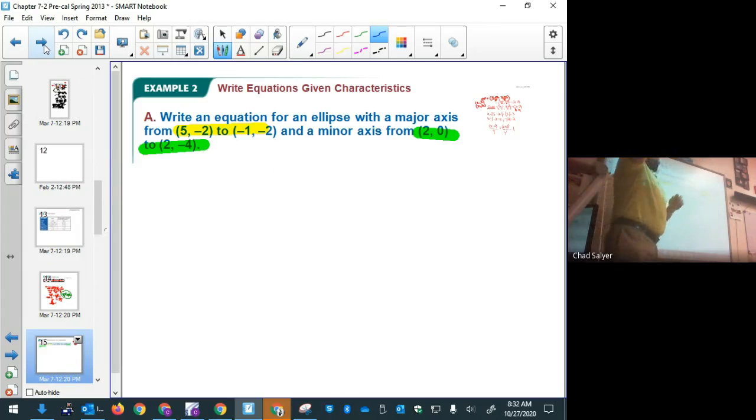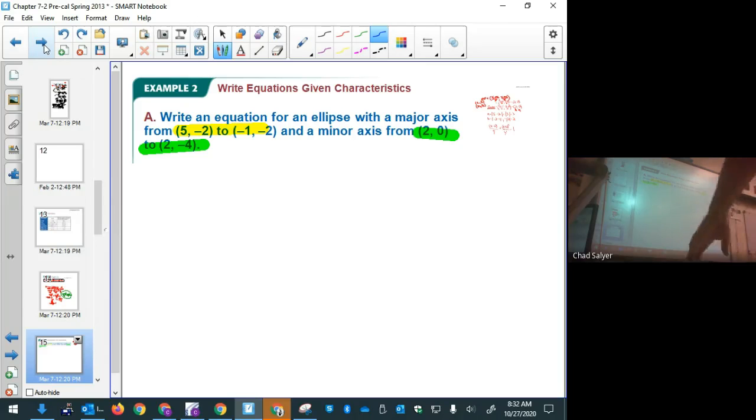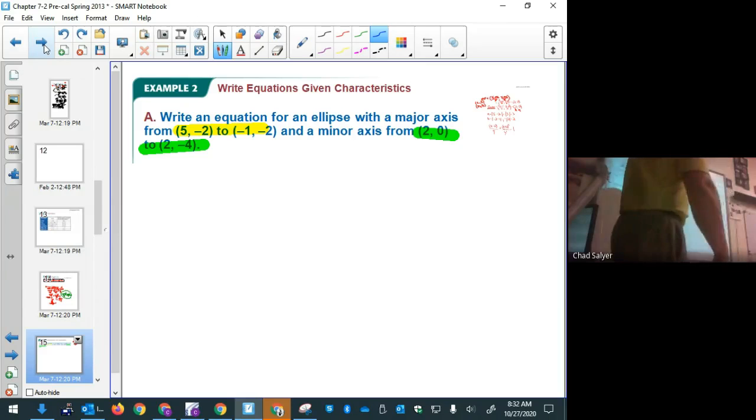Okay, so equation given characteristics. You remember before we did one of these problems where we had the formula and then we developed the characteristics. Here they give us a couple characteristics and we must infer the formula. So we got to be like Sherlock Holmes here. We got to investigate. We got to use our evidence to find our equation.